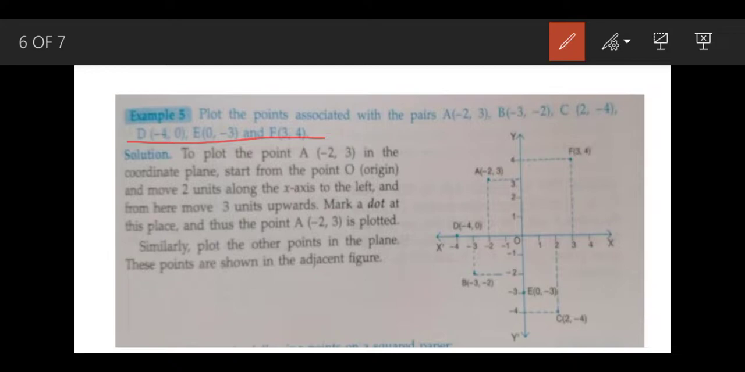For the point D, minus 4 comma 0. So the value of x will be minus 4 and y will be 0. So it will lie on the x-axis. As the y value is 0, it will lie on the x-axis. Point E, 0 comma minus 3. The value of x is 0, y is minus 3. So x is 0 means it is on the y-axis. This is the point.